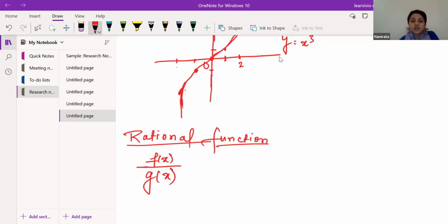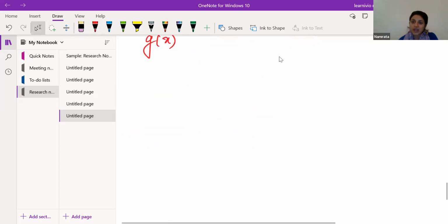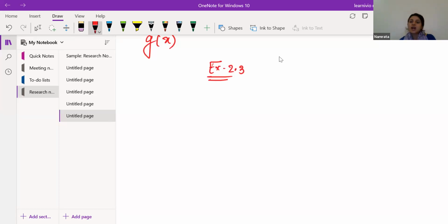Here we are going to do some questions from the exercise, using the concepts you have learned till now. Exercise 2.3. Yes, Lina and Izan, after this class, there will be an assessment. Please do attempt that assessment, which will be based on this topic only. And after the class, I will send you the homework also. All right? Okay, ma'am.